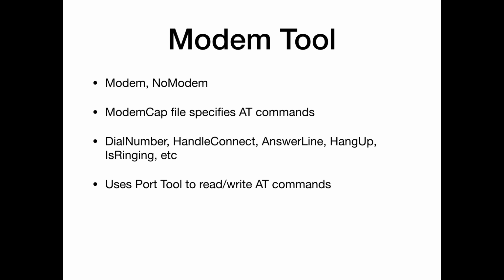The Modem Tool has built-in defaults for a generic Hayes modem, but it also supports modem capability files, which specify AT commands needed for a particular modem. It handles messages such as dial a number, handle connect, answer line, hang up, is ringing. And the Modem Tool uses the port tool to read or write all the AT commands to the modem through the serial port.